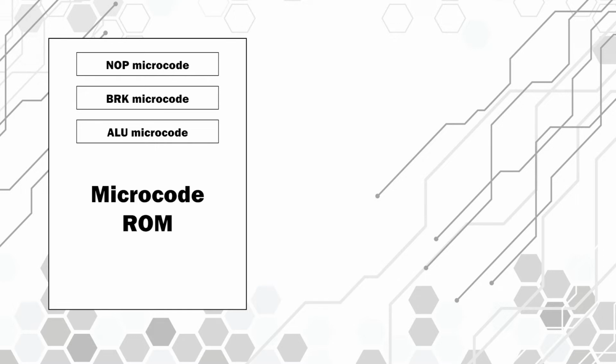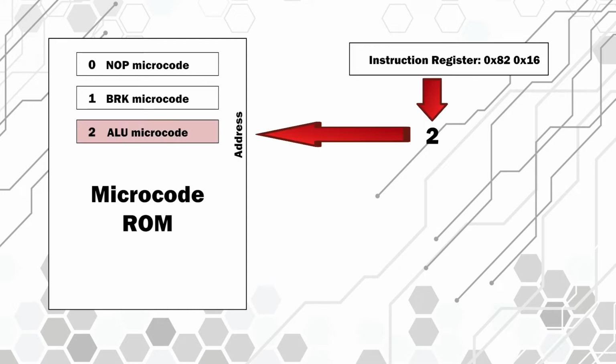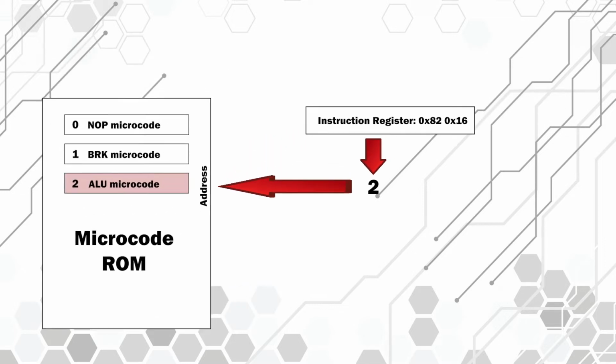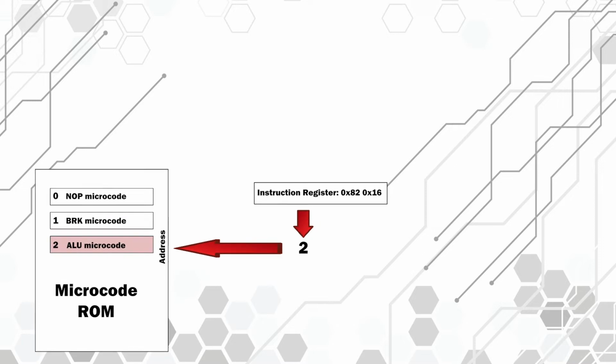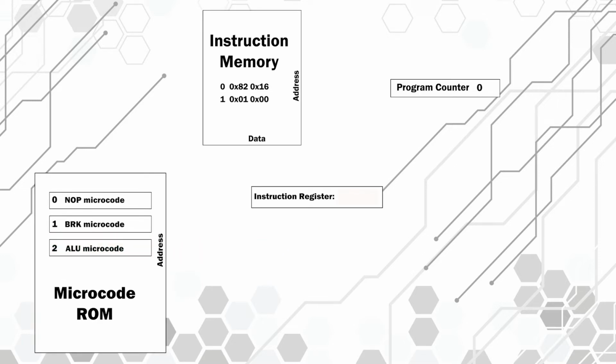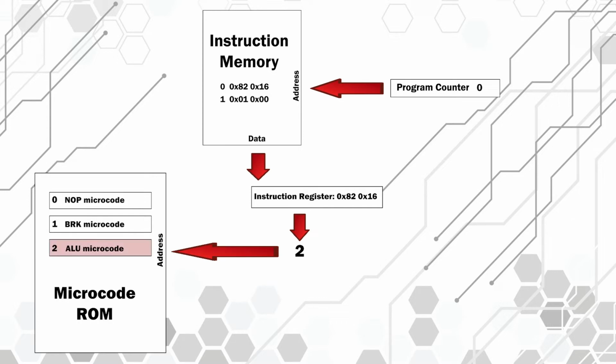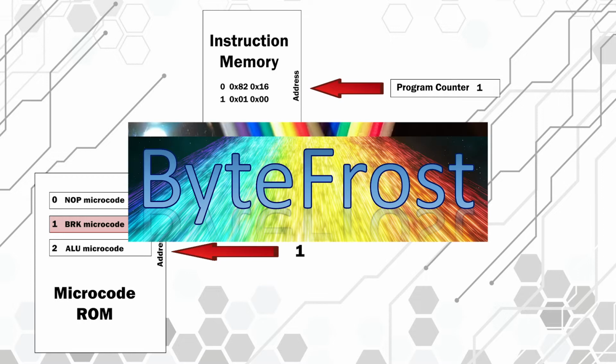In order to specify a particular microcode to run, we use the instruction's opcode, which points at the starting address of that instruction's microcode. Putting it all together, the full CPU cycle is implemented like this. The CPU fetches the instruction pointed to by the program counter and stores it into an instruction register. From there, the CPU sends the instruction's opcode to the microcode ROM so that it can run the instruction's microcode. Then the process repeats for the next instruction. Now, let's compare this theoretical implementation with the one used in the Bifrost.